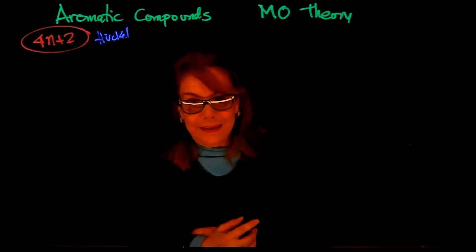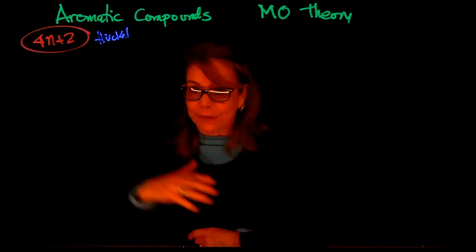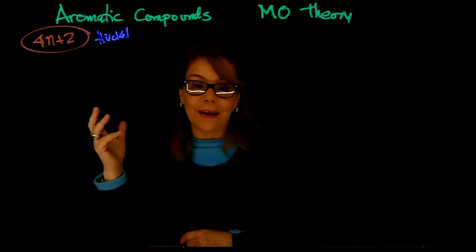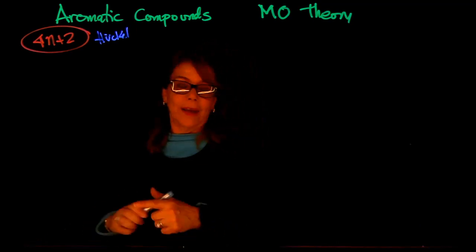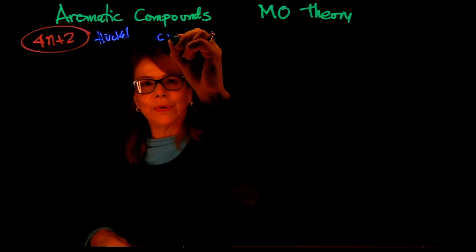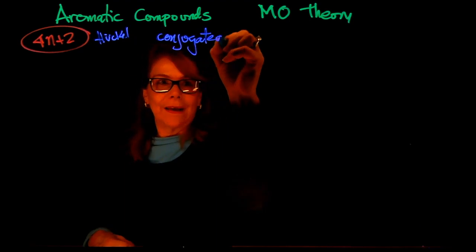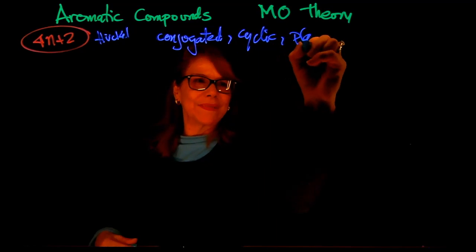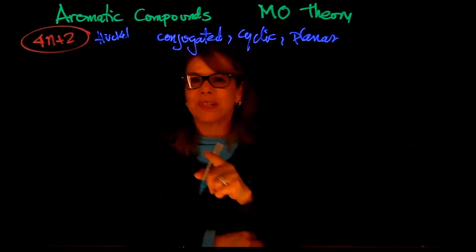Studying the stability of conjugated cyclic planar compounds is something that Hückel did. And now we know that Hückel's rule for aromatic compounds says that for a compound to be aromatic, it needs to be fully conjugated, cyclic, planar, and have 4n plus 2 pi electrons.